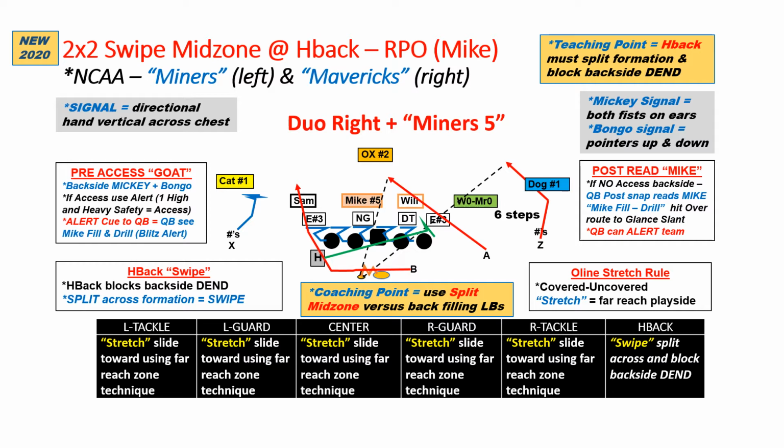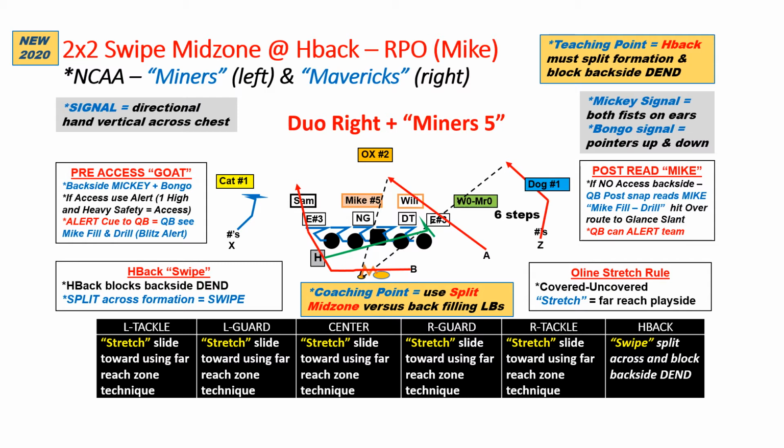Real simple here, we call this theme is NCA again, so Miners is going to be to the left and Mavericks to the right. Signal is just a directional hand vertical across the chest. So again, this becomes our swipe mid-zone. The back is going to quarterback run this like we do our outside zone mesh with the shuffle steps. We're going to use a Mickey RPO.